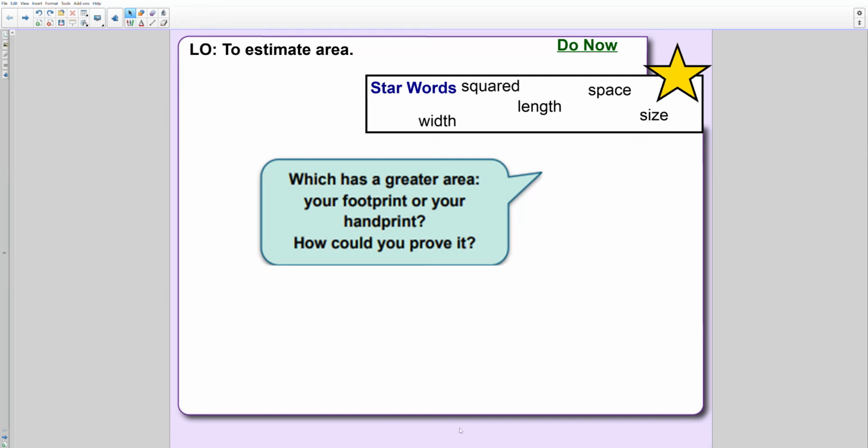Hello everyone, today we're looking at estimating area, and in particular area of shapes that aren't rectilinear, aren't neatly fitting onto square grids. And to illustrate that, I want you to think about this one. Which has a greater area, your footprint or your handprint, and how could you prove it?